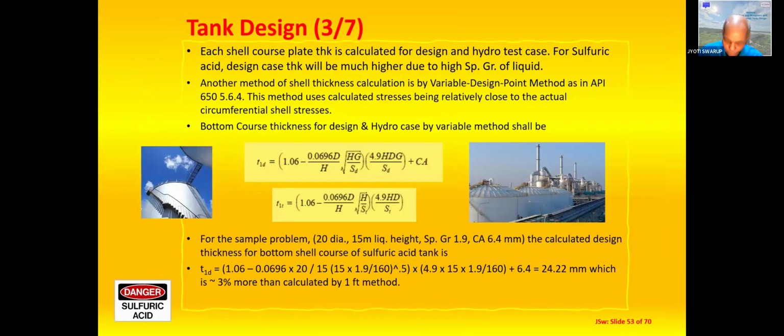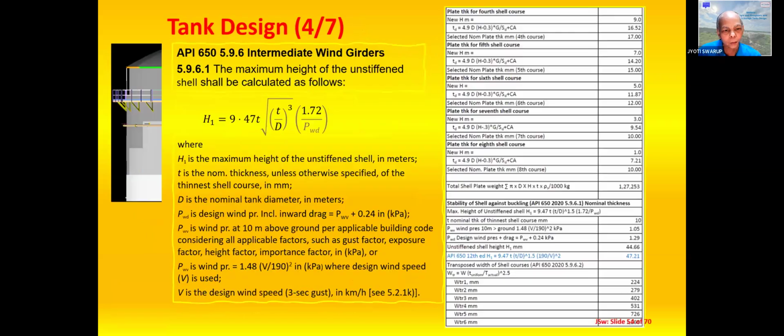Now this simple calculation can be utilized by anybody who wants to design a tank, as a reference. So each shell course plate thickness is calculated for the design and hydro test case. Design thickness is much higher. Shell thickness by the variable design point method given in API gives slightly different thicknesses; in this case the variable point method is giving slightly higher thickness, only a 3% difference. But you normally take a margin of 6 millimeter as corrosion allowance, so normally it will not make much difference in the calculation.